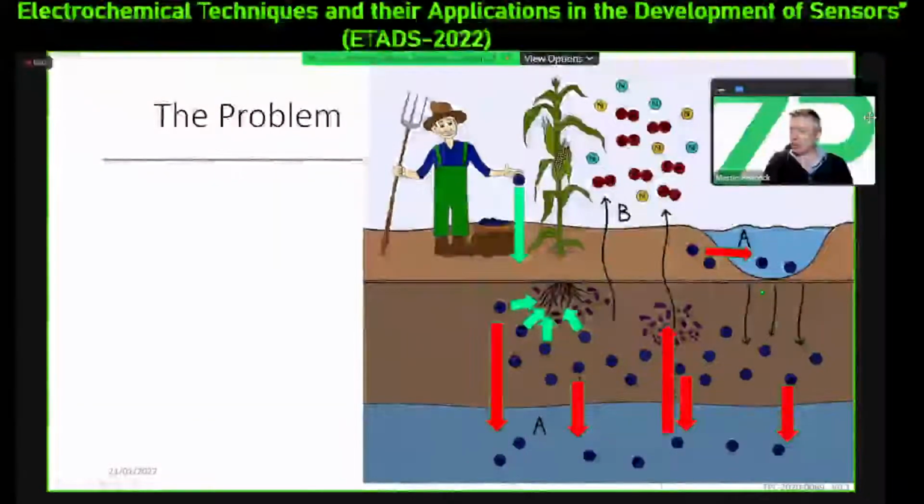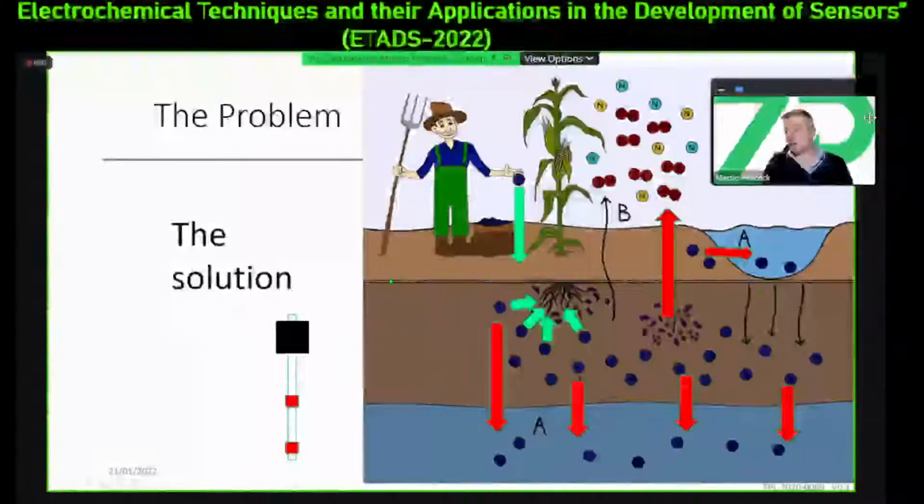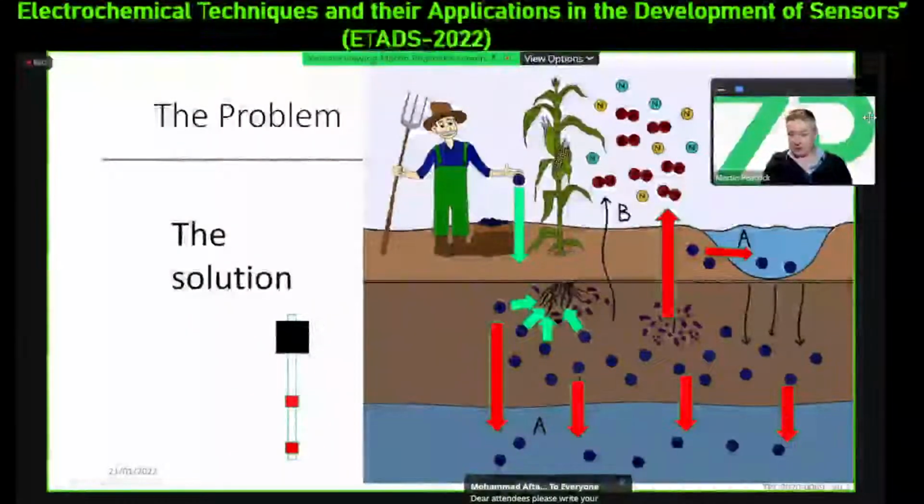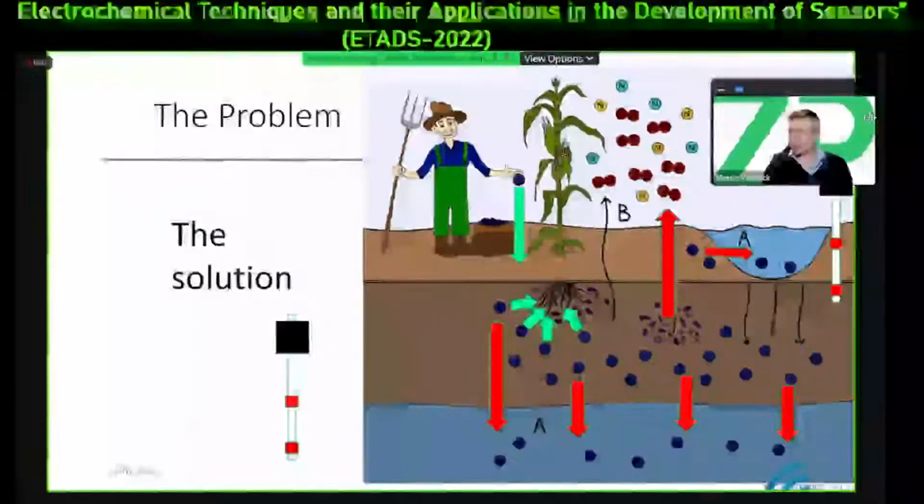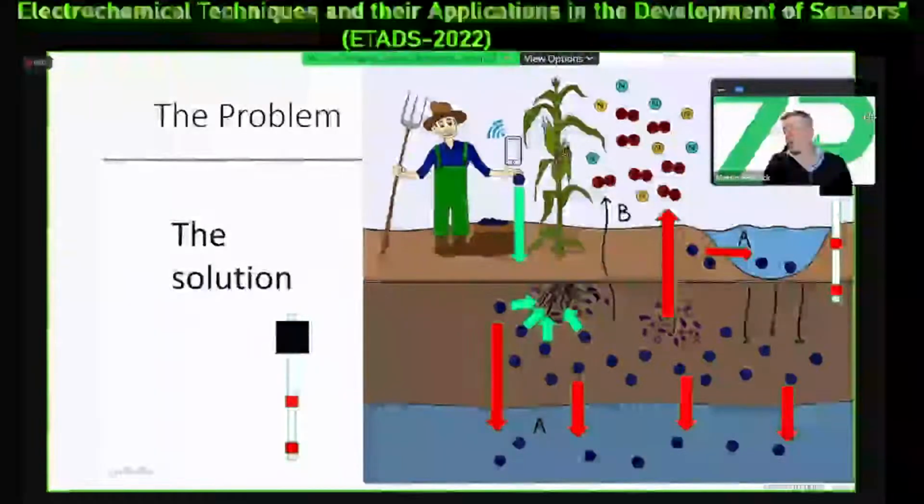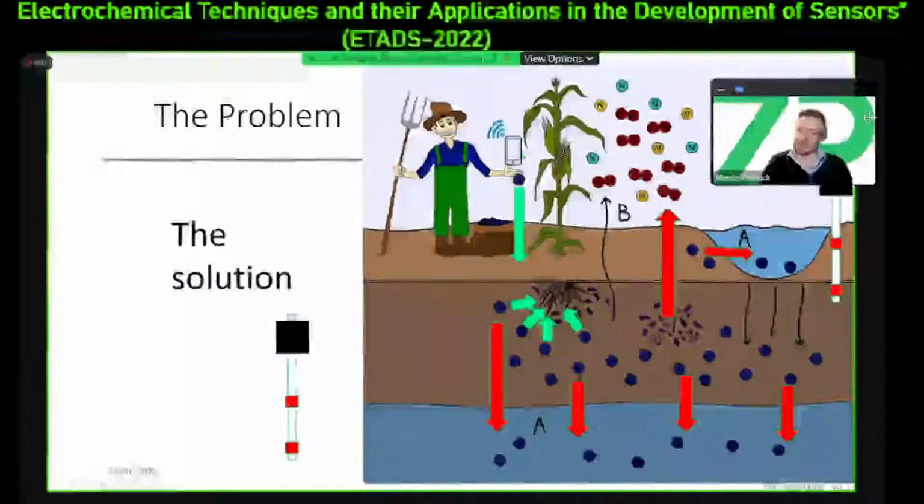So at ZP, what we've been working on is a sensor system that's electrochemical. What we've done is put those sensors into the soil, so they're constantly measuring the nitrate in the soil, and then we're sending the data via wireless communication to people's smart devices.